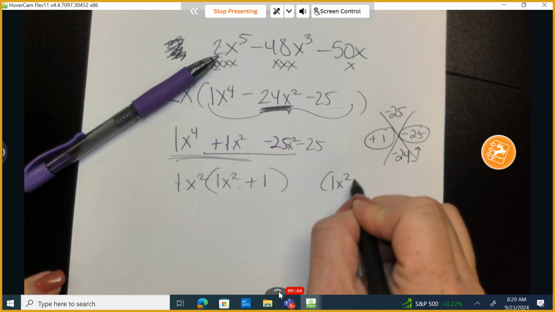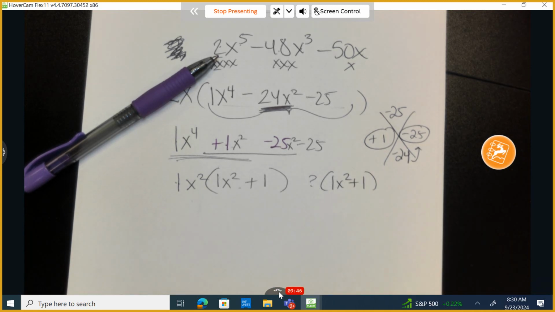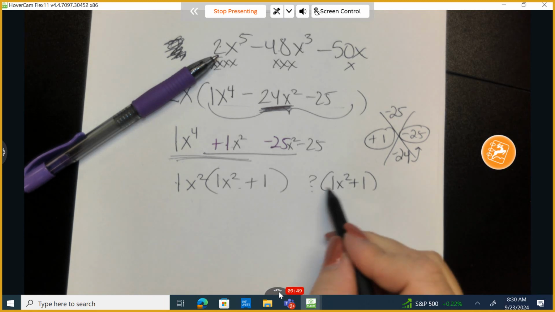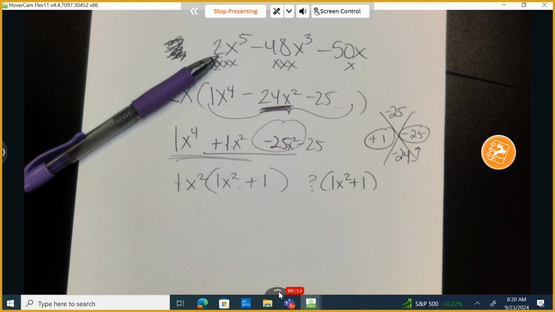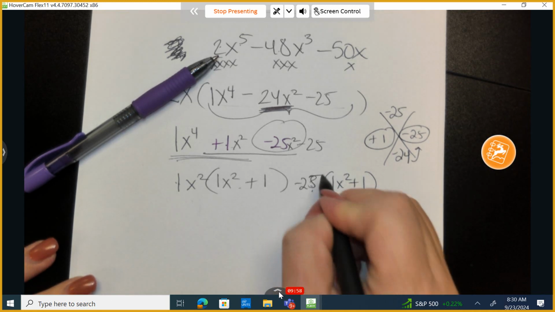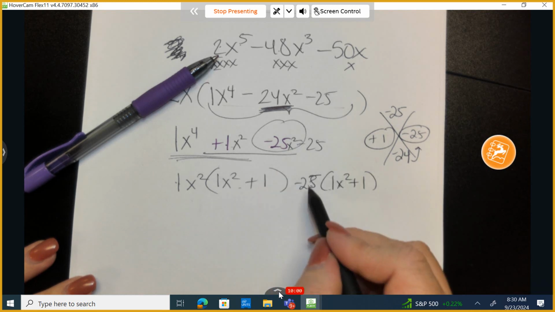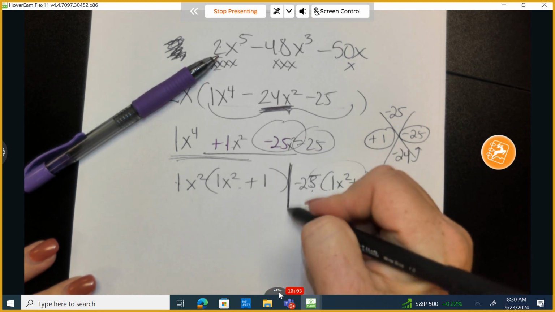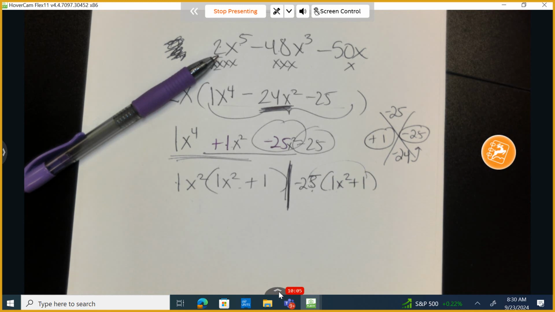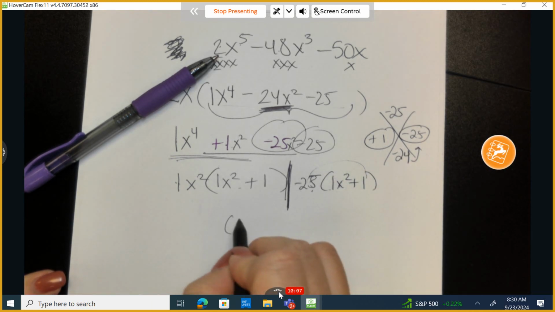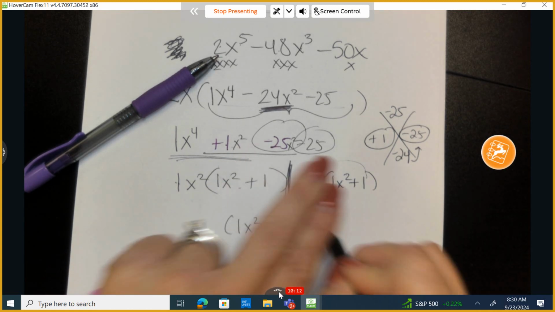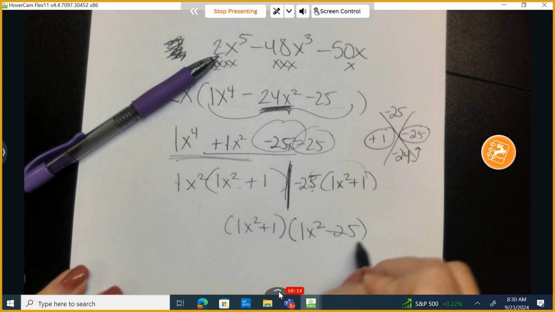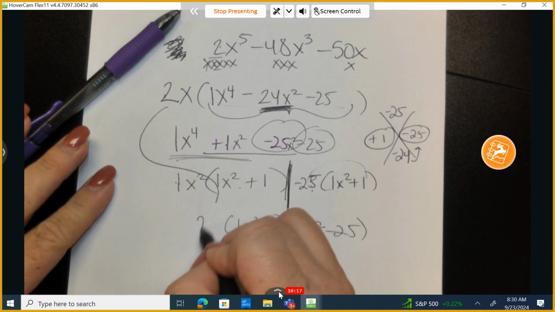I copy and paste what's in back and put a little question mark in front. What value times 1x squared is negative 25x squared? And the answer is negative 25. Negative 25, x squared. And negative 25 times 1 is negative 25. I'm feeling pretty good about this. The front and the back contain a 1x squared plus 1. In front of the first parenthesis is 1x squared. In front of the back parenthesis is a negative 25. Don't forget to bring this down.